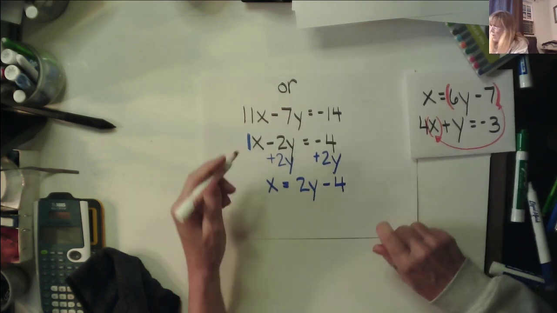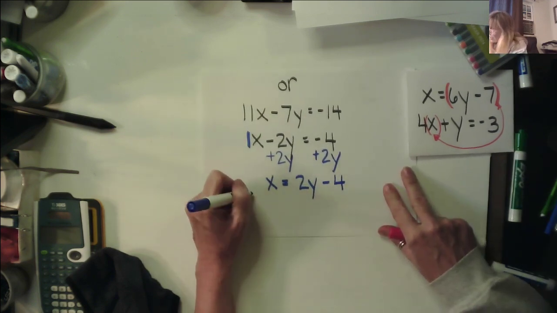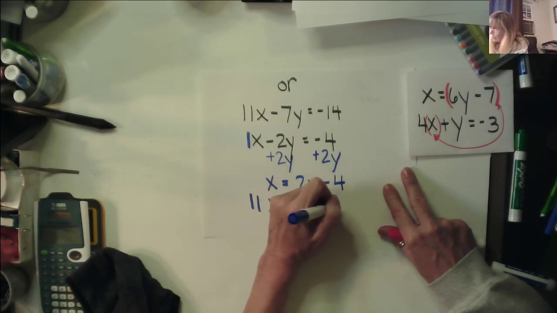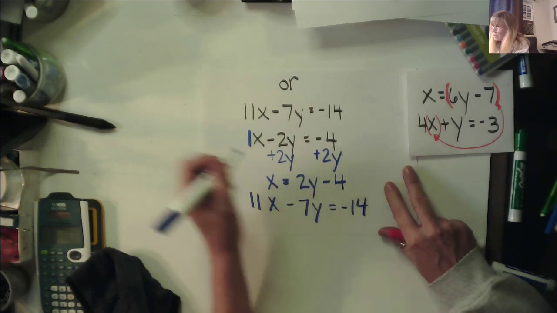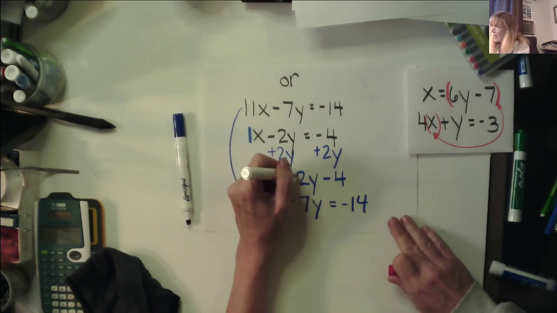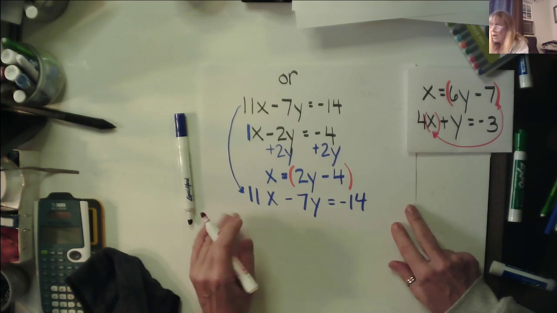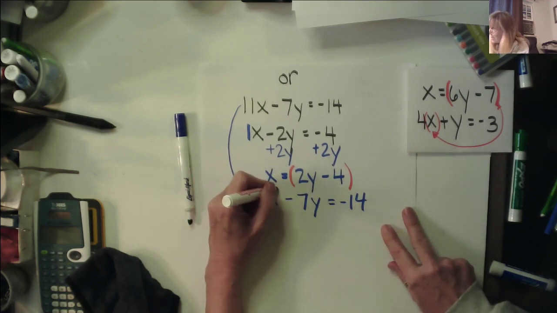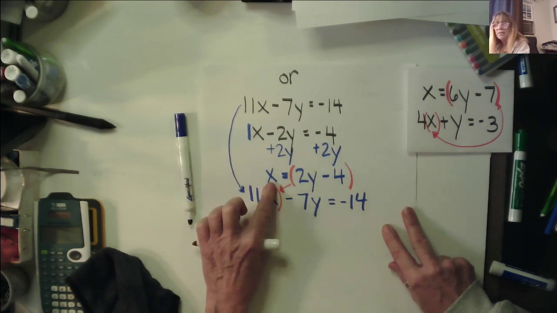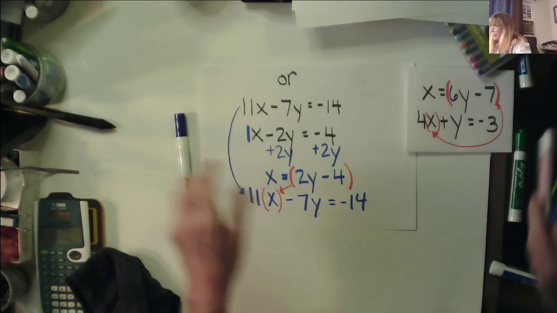So now I'm going to go ahead and write this problem right underneath, so it's kind of right next to each other. So I just took this and rewrote it down here. Okay? So I have x equals 2y minus 4. I'm going to plug this in right here. X has a new name. It's not x, it's going to be 2y minus 4. So let's see what we get.